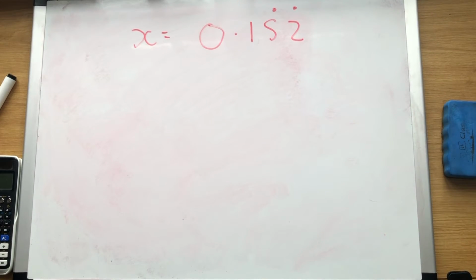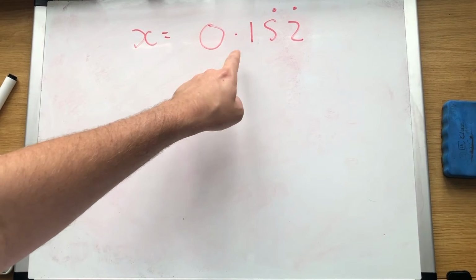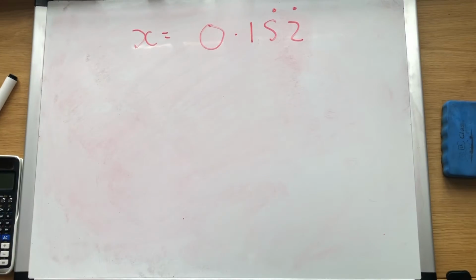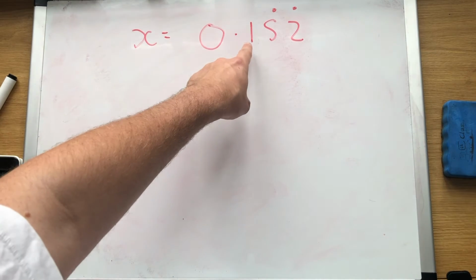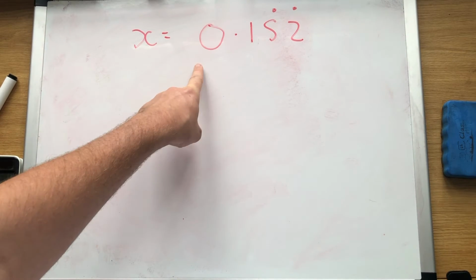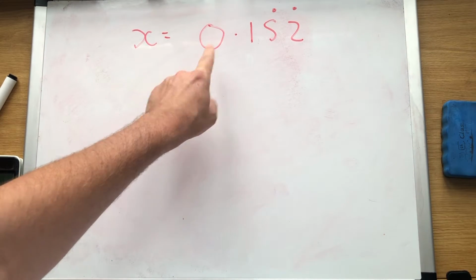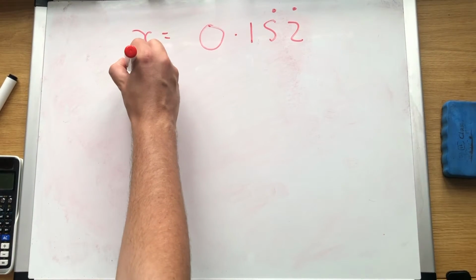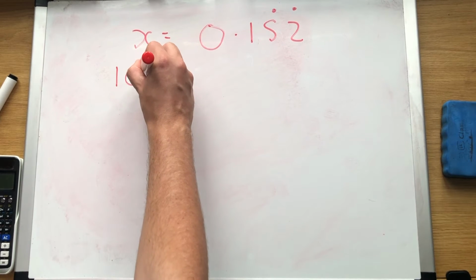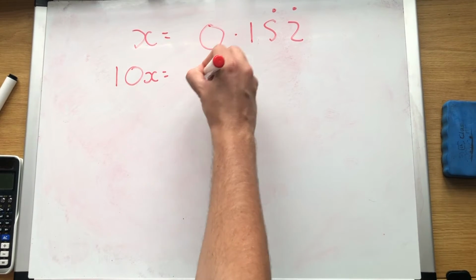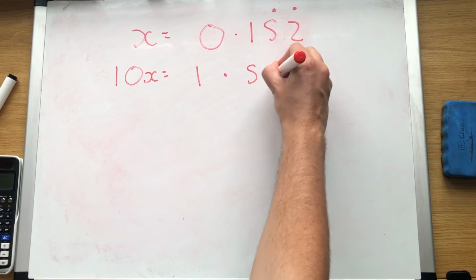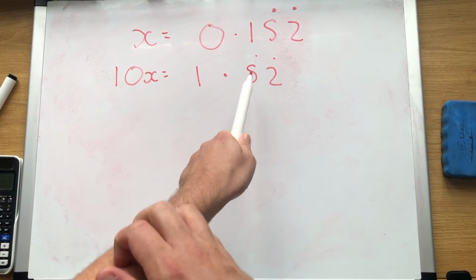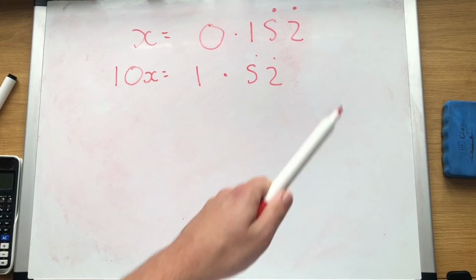What we need to do is get everything after our decimal point to be exactly the same. The thing that's stopping that is this 1. So we need to move the 1 to the other side. We need to move it 1 space to the left. So 1 space to the left means 1, 0 here. So 10x equals 1.52 recurring.